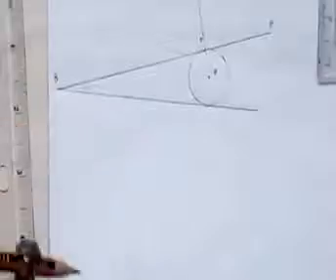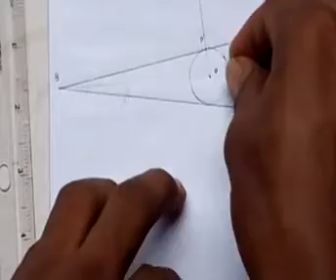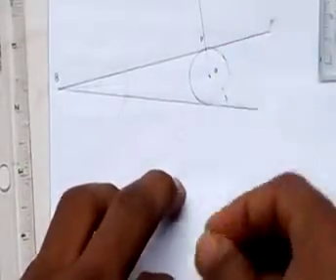So this is how to draw a circle tangential to two converging lines and touching one of them at a point.